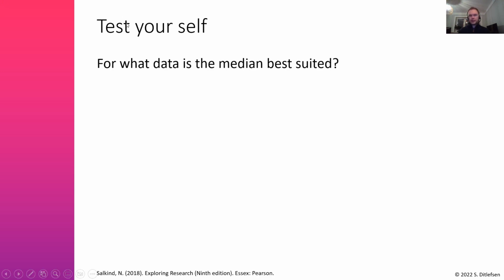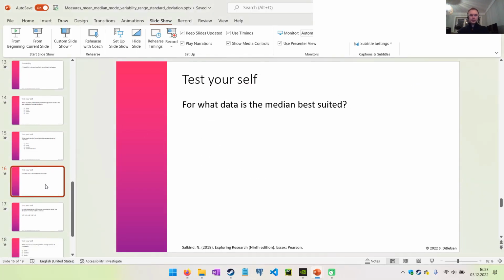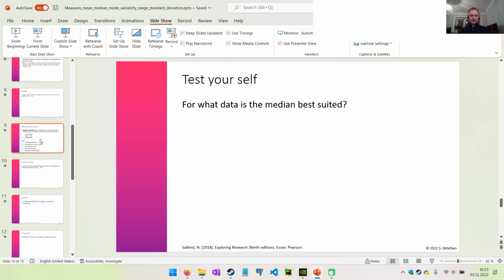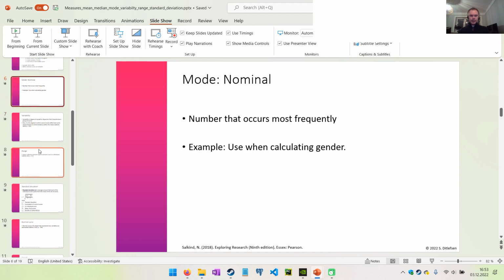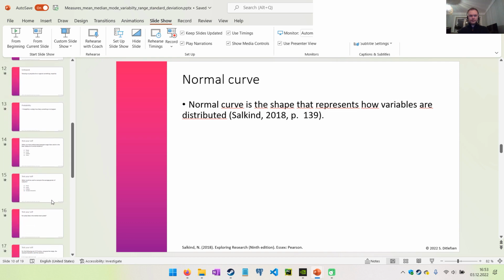Okay, for what data is median best suited? Okay, median. Let's think about median again. Let's go back here. Median is ordinal. It's for extreme scores. So median is ordinal. It is best suited for extreme scores.